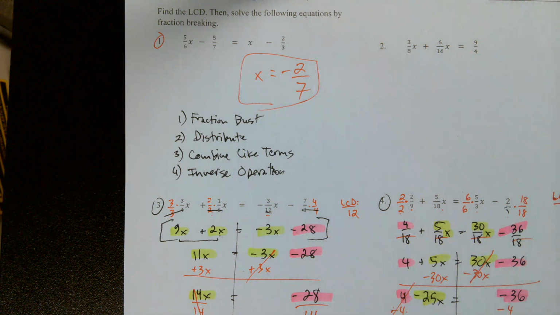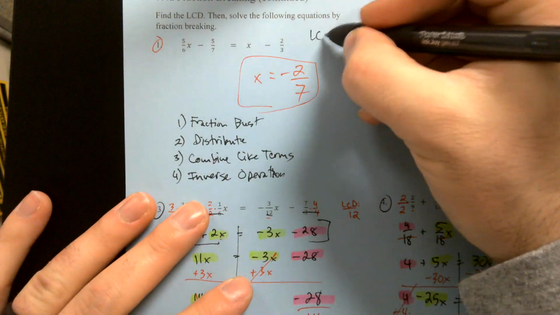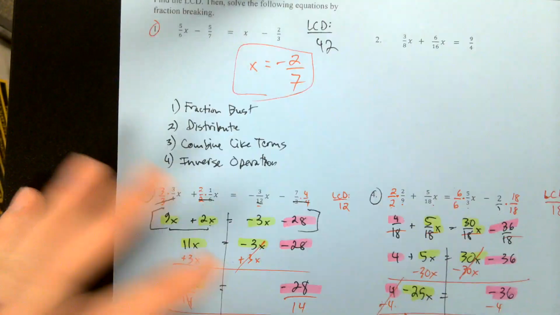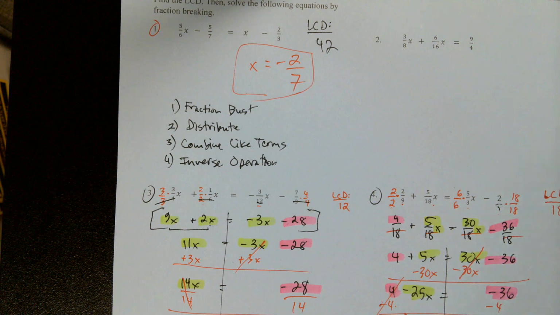LCD on number 1 was what? Oh, my bad. LCD, yes, was 42. Don't worry about number 1 too much.